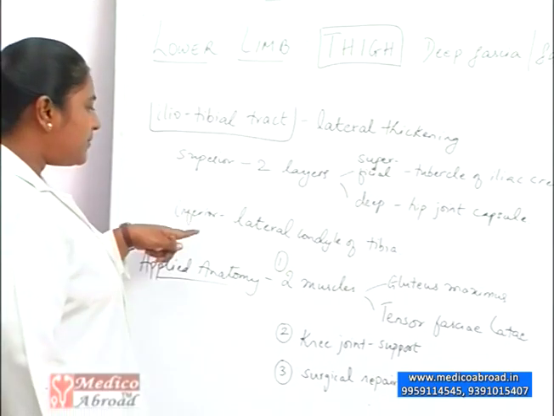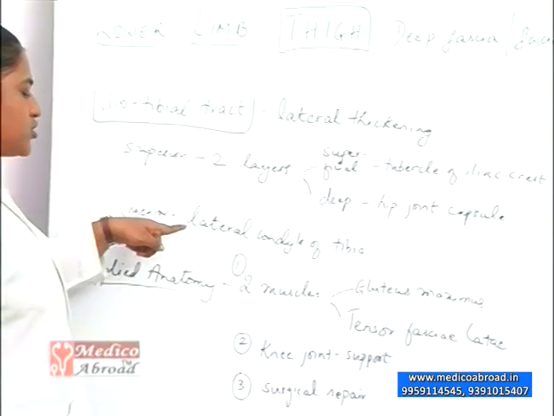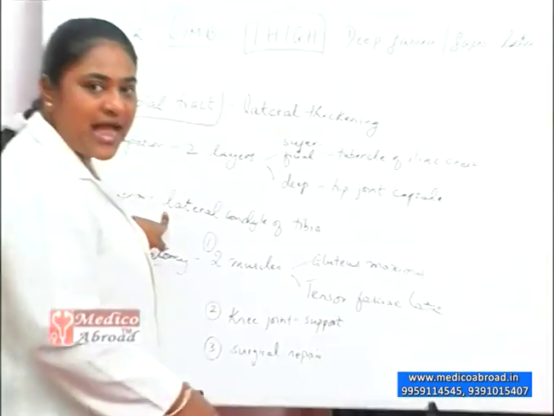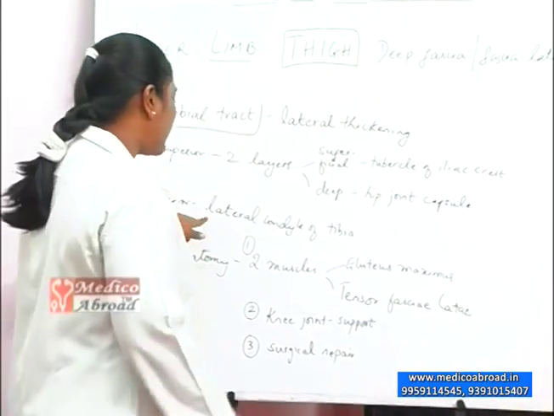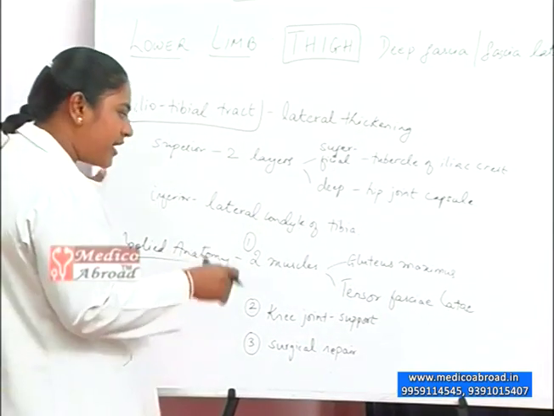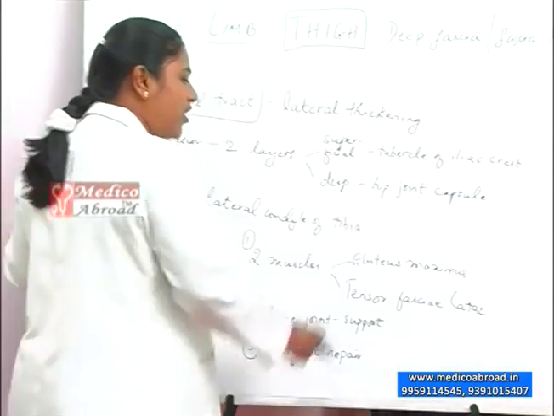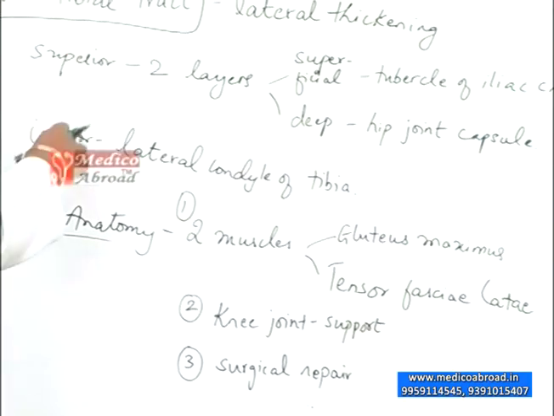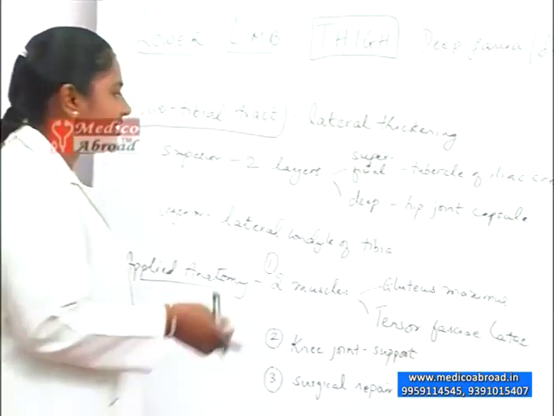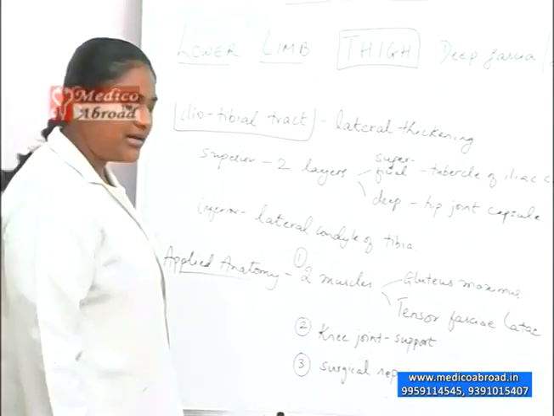Inferiorly, the iliotibial tract is attached to the sides and the anterior portion of the knee, and it is very firmly attached to the anterior surface of the lateral condyle of the tibia. So this is the superior and the inferior extremity of the iliotibial tract.